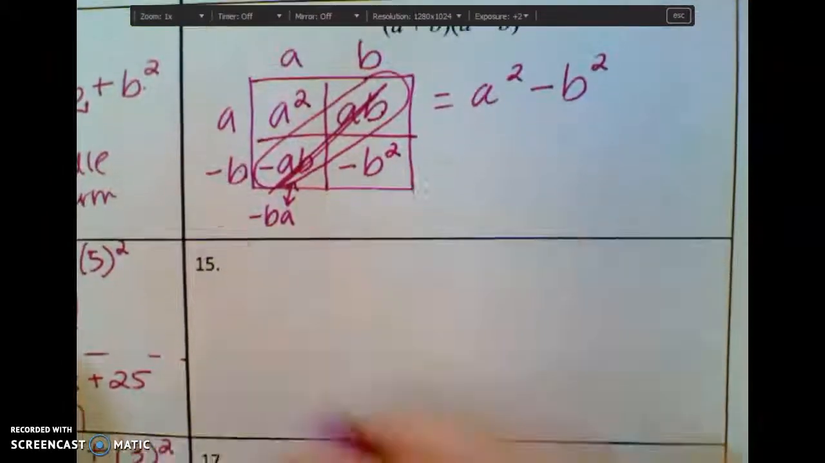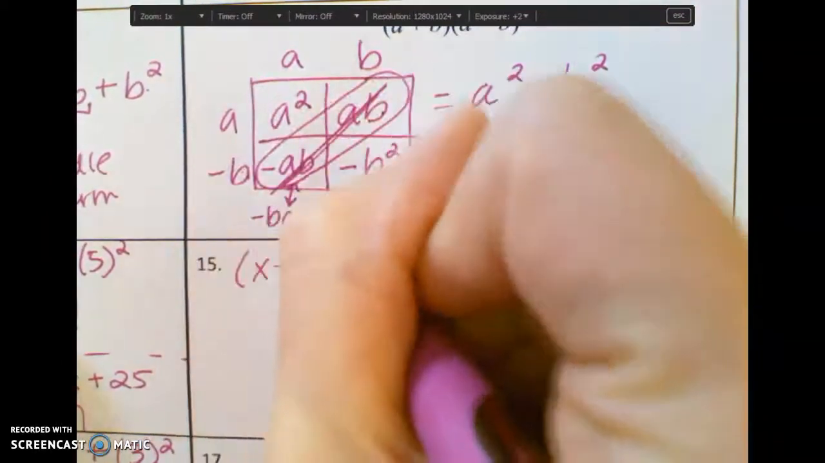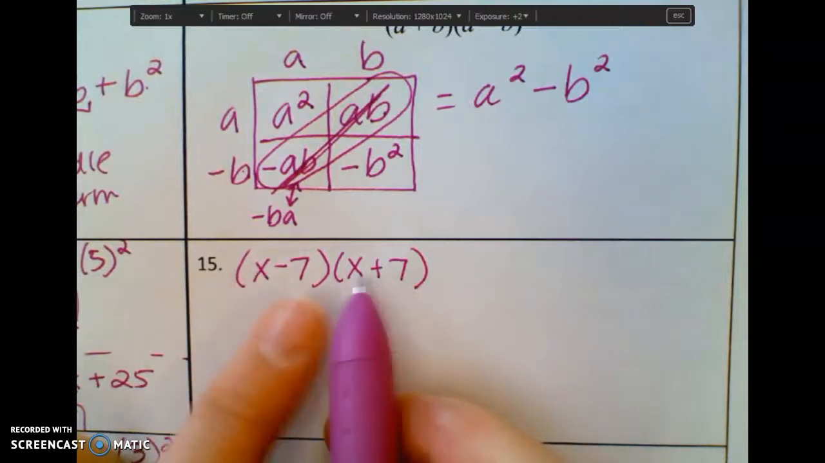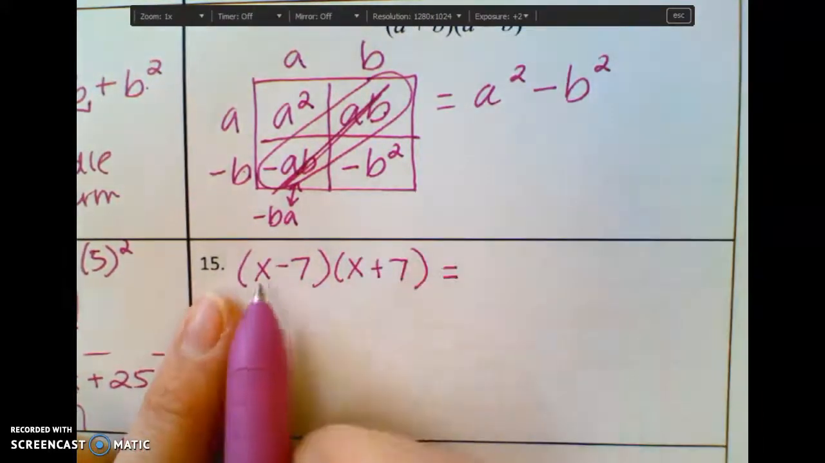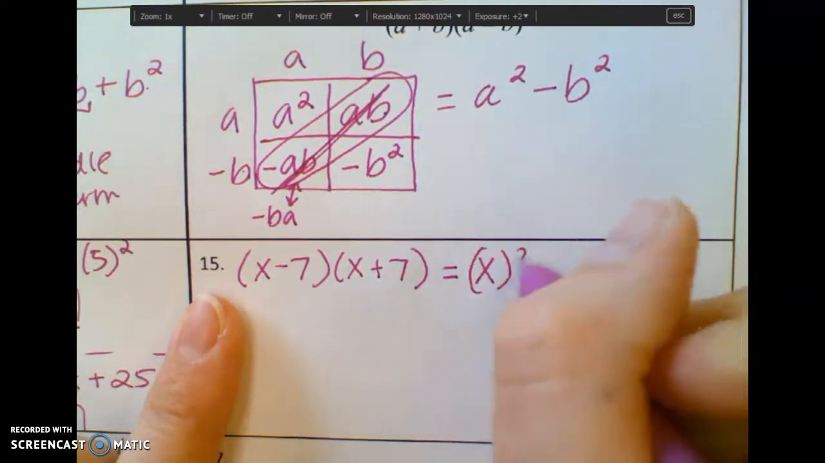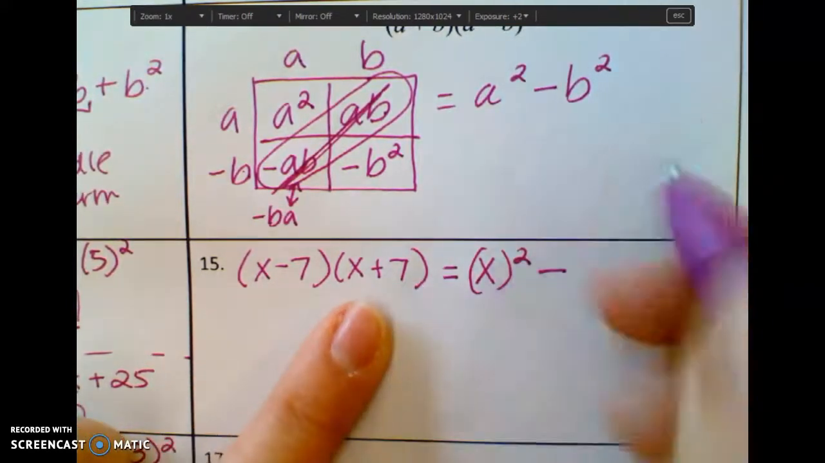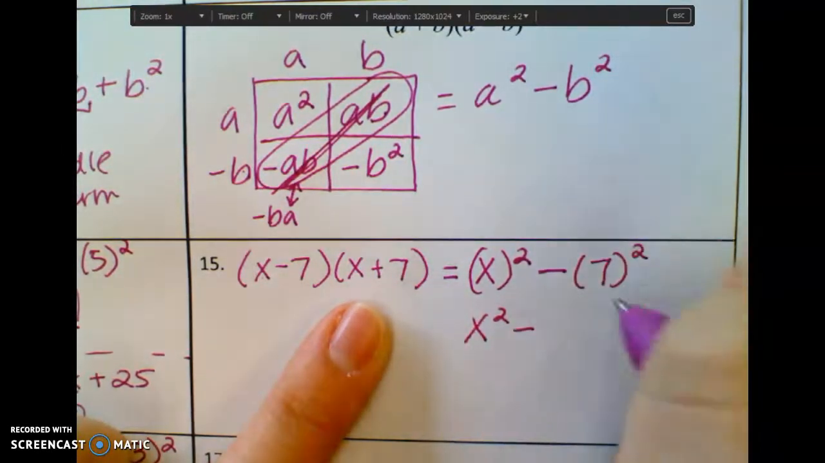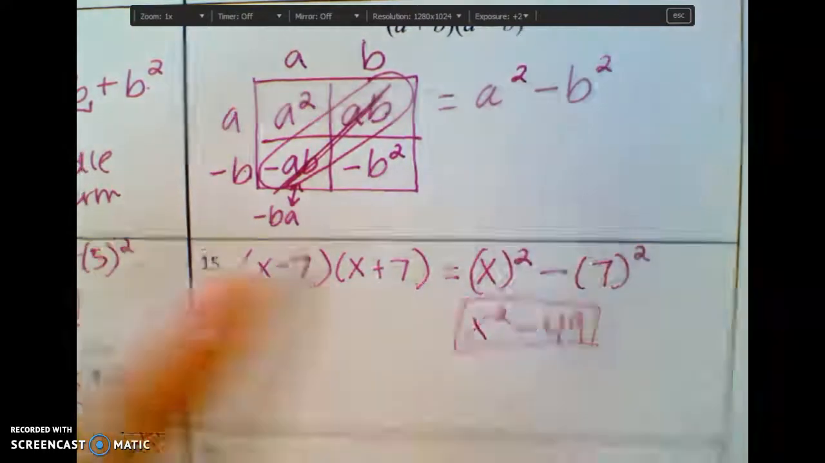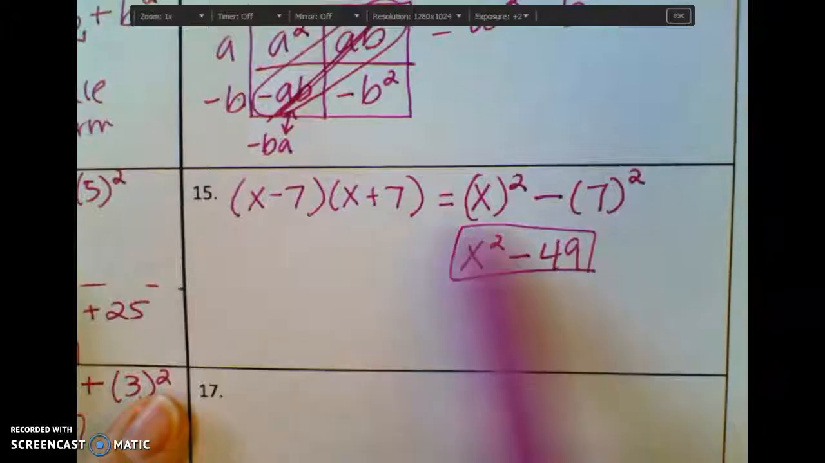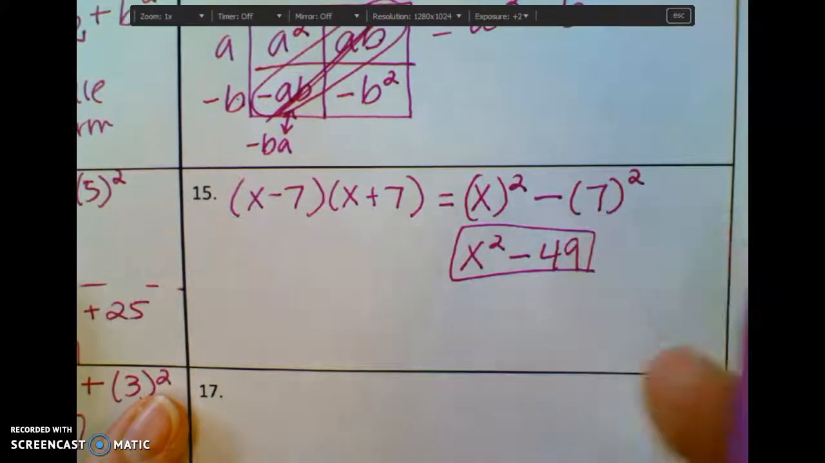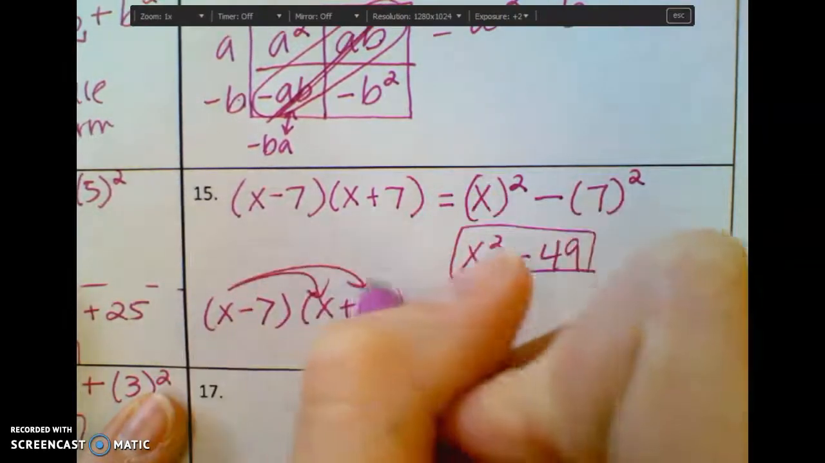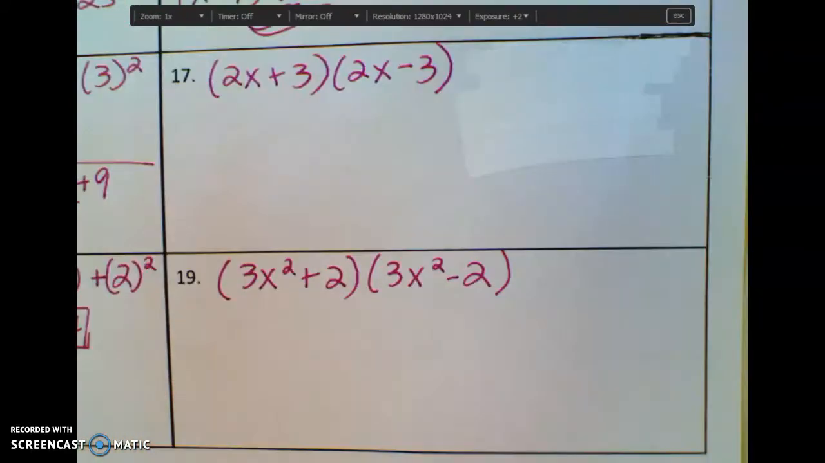So let's look at number 15. We have x minus 7, x plus 7. I know I can use this rule because I have a minus and a plus with all the other same stuff. So what do we do? We take the first term x and square it. Then we subtract the second term 7 and square it. Well, x squared and then minus 7 squared gives me 49. Now, if you refuse to learn this rule, which I would really encourage you to learn, if you don't want to, though, you can multiply them as usual. Distribute the x, distribute the negative 7. Okay? Here are the next two problems.